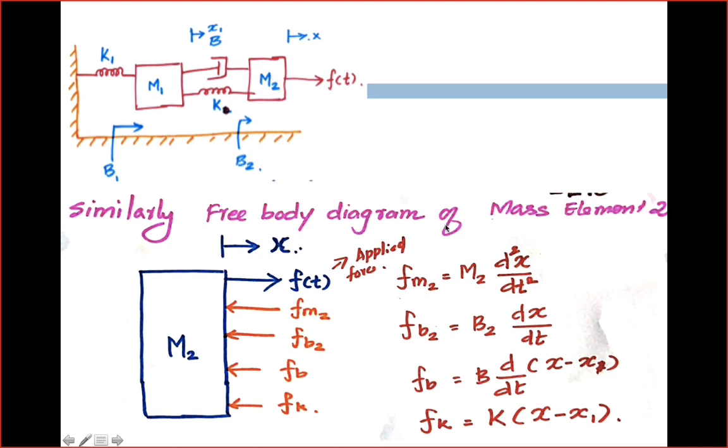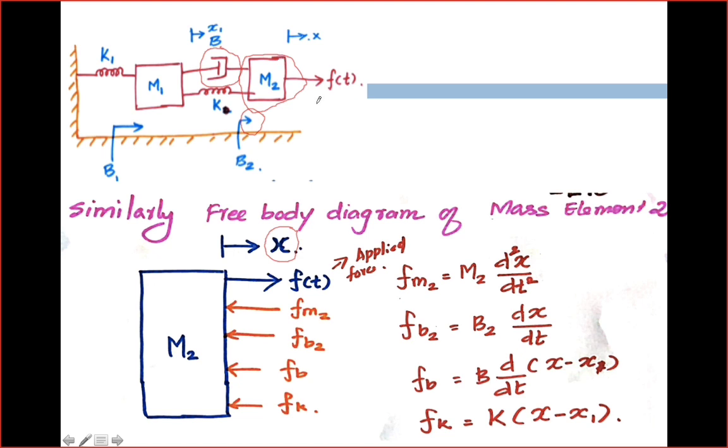Free body diagram of mass element 2. We have completed mass element 1, and we have discussed the forces acting on mass element m1. Now we are going to discuss the free body diagram of mass element m2.